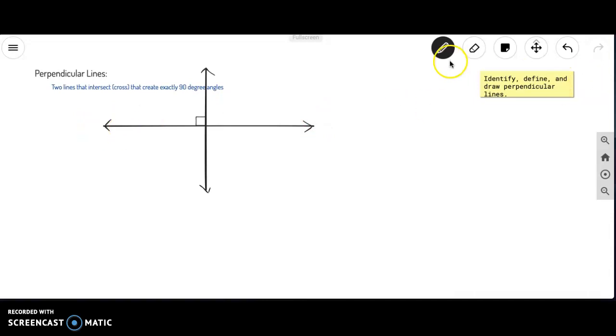But what you need to know is that perpendicular lines are when two lines intersect, so they cross each other, they create exactly 90-degree angles. We'll be looking at different kinds of lines as we move forward, but today with perpendicular lines, this is all you need to know. If you're confused about what makes a 90-degree angle, please go back and look at my video from yesterday where I define the different kinds of angles that we have, obtuse, acute, and right, and what tells the difference between them.